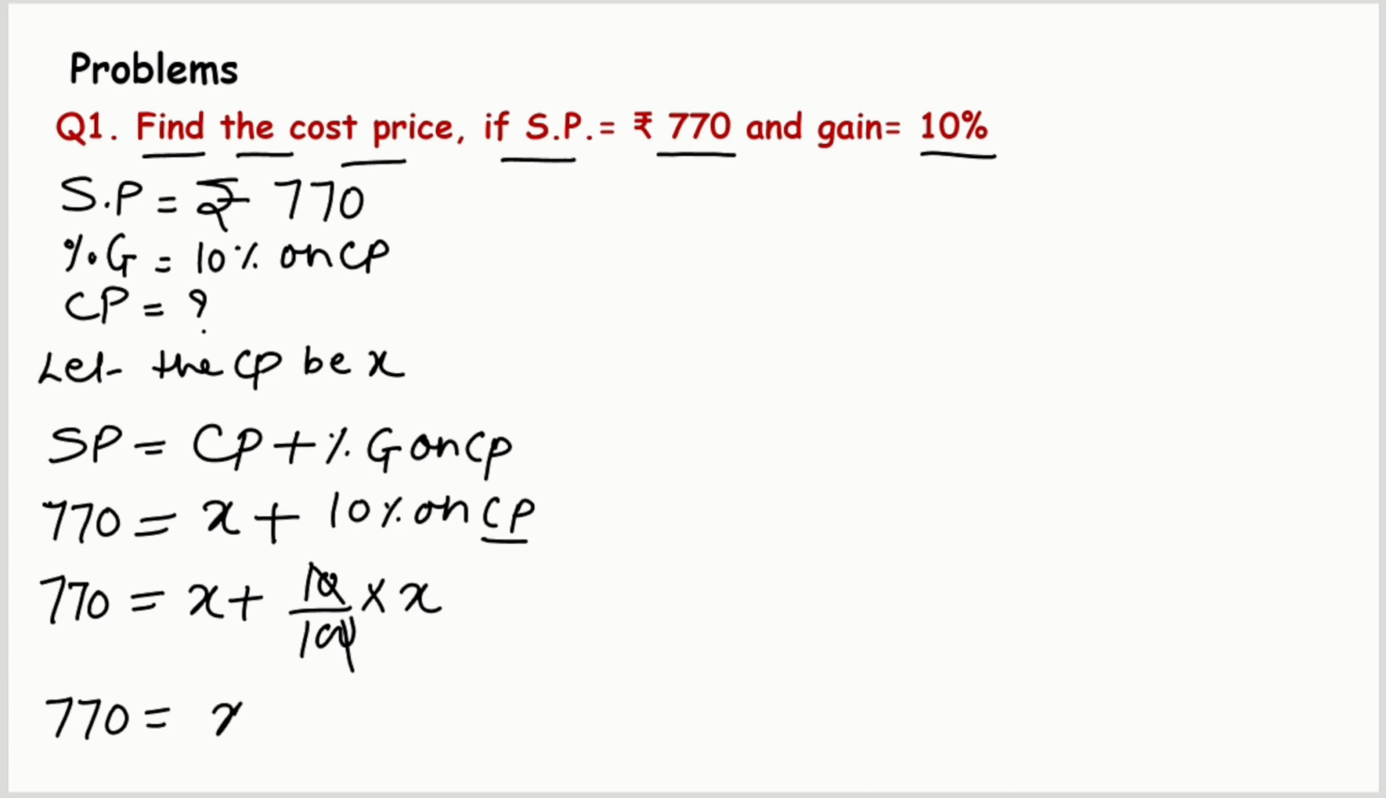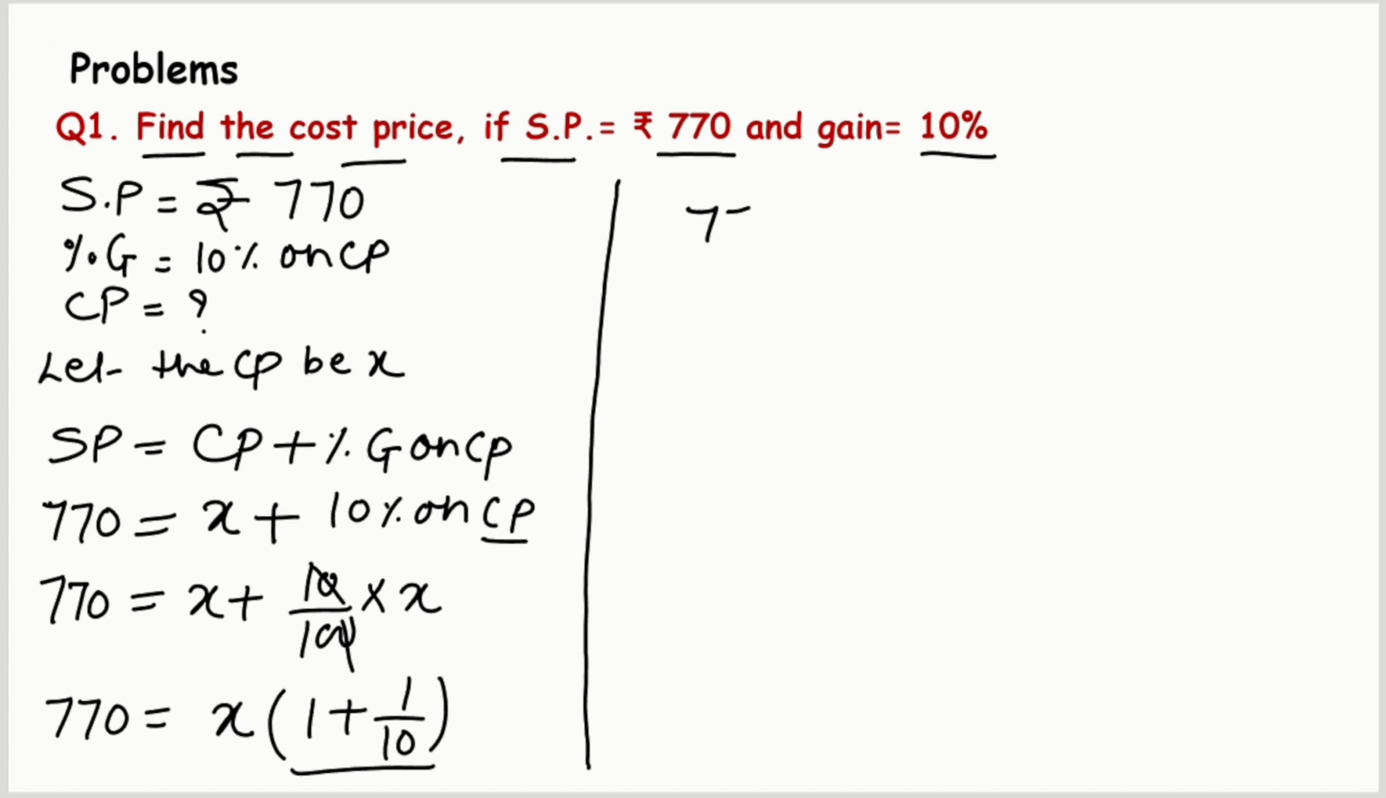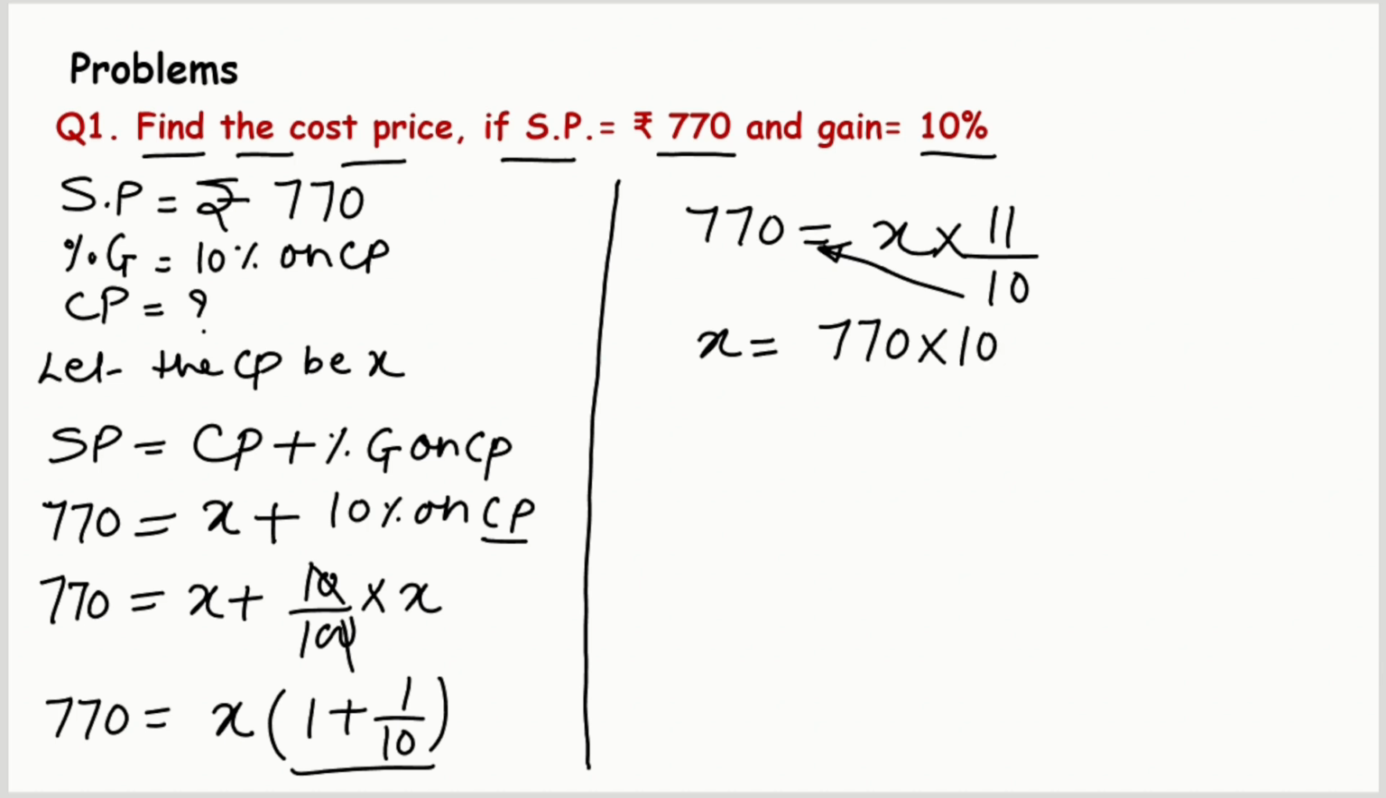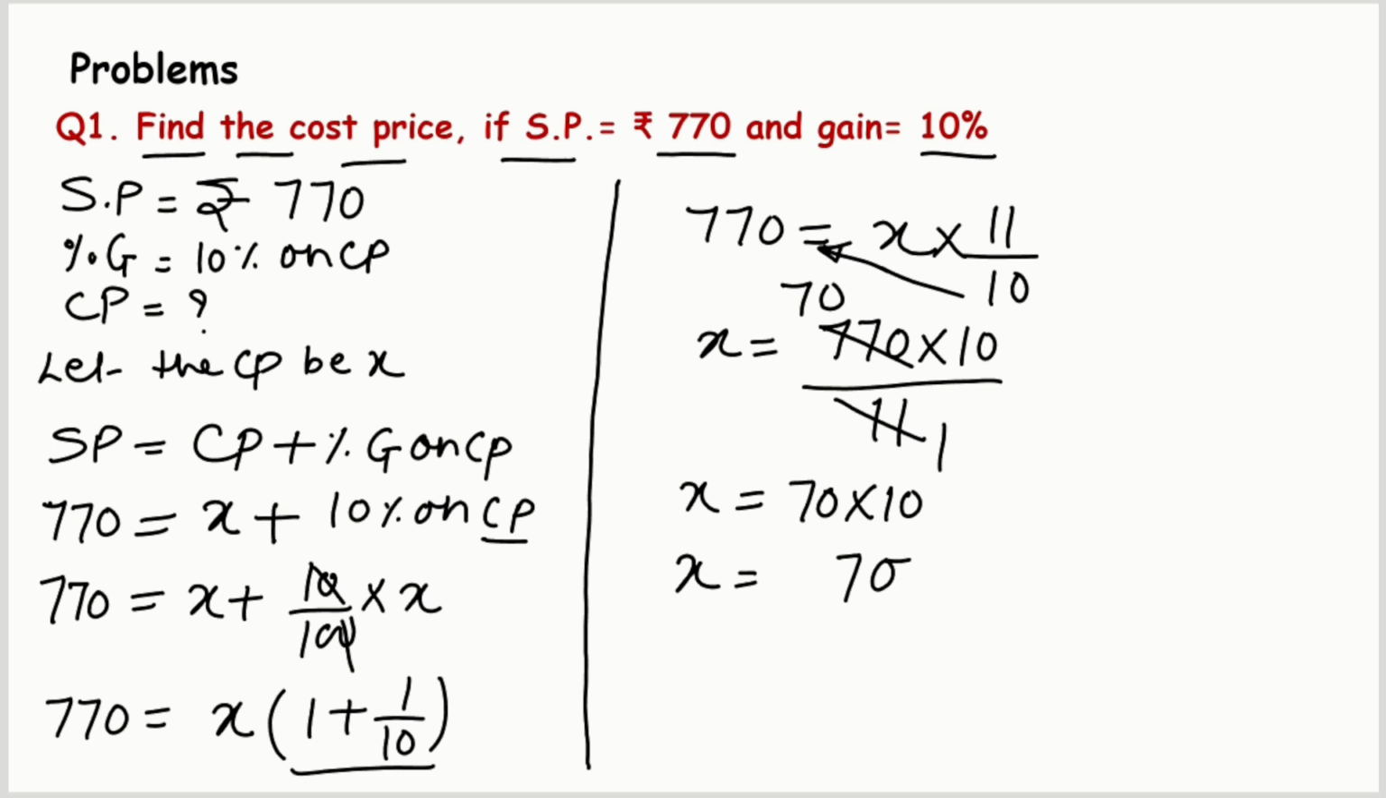770 equals, here we can take X common. So we will be left with 1 plus 1 over 10. After calculating this bracket, we will get X times 11 over 10. Now transpose this value to the other side, which is X equals 770 times 10 over 11. Now cancel this. 11 times 1 is 11. 11 times 7 is 77 followed by 0. So X equals 70 times 10, which is 700 rupees.